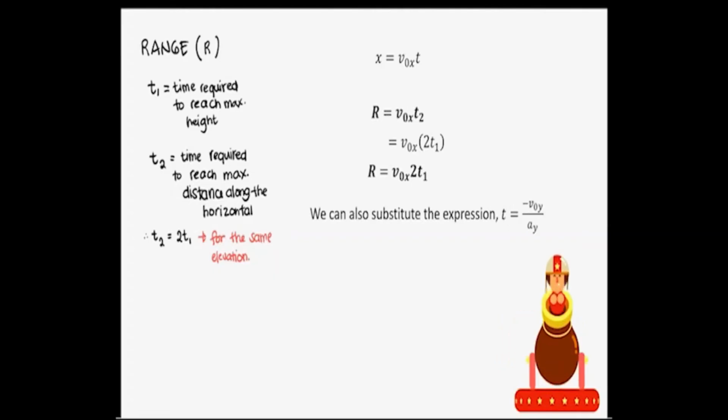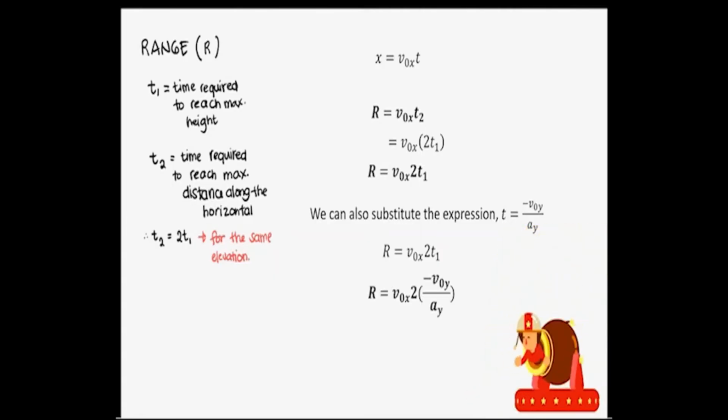We can also substitute the expression t is equal to negative v sub 0y all over a sub y. Remember, this equation here is the equation for time to reach the maximum height. So, therefore, R is equal to v sub 0x times 2 t sub 1, which is also equal to v sub 0x times 2 times negative v sub 0y all over a sub y. Okay?